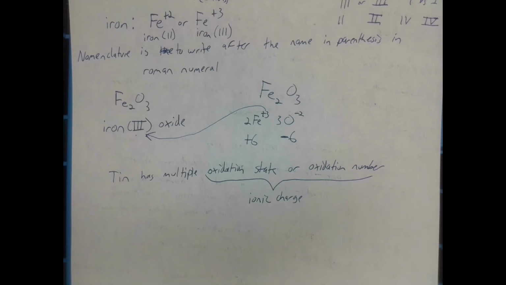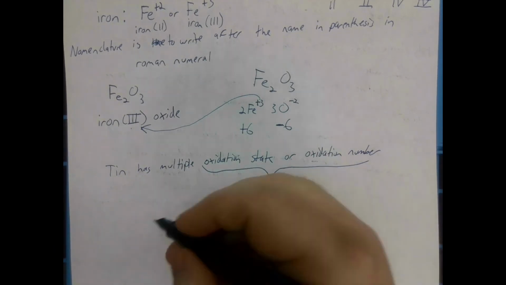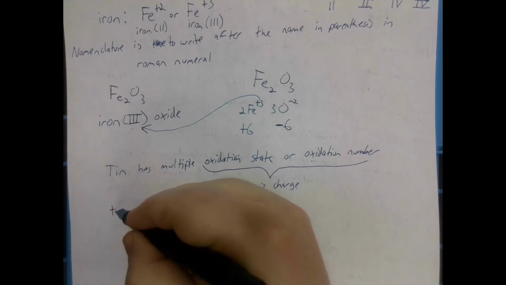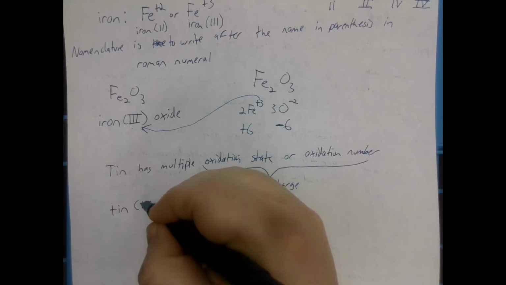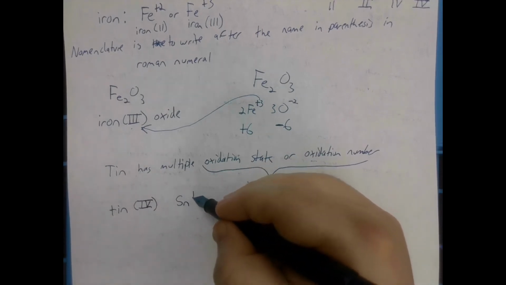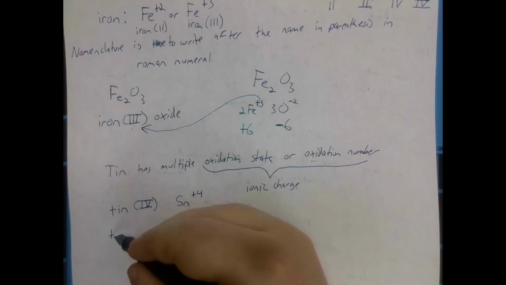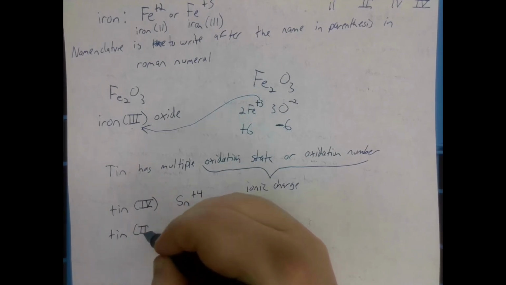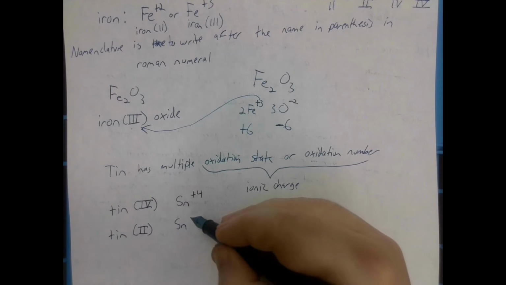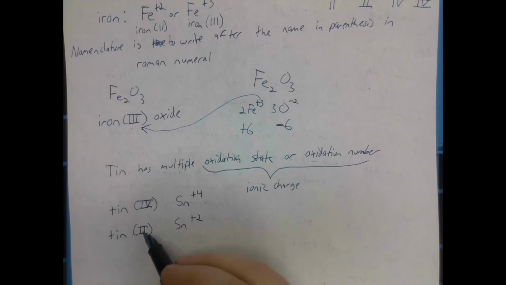All right. Let me also, so tin can either be tin IV, tin 4. So that'd be Sn plus 4. Or it can be tin 2, or Sn plus 2. So anytime you see tin, you need to have the name of it with the Roman numerals to indicate which tin you're using.